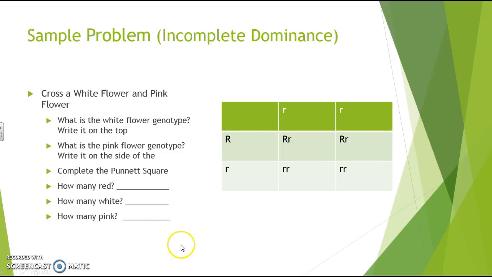Okay, so from here, you should have had a Punnett square that looks like this. The top is your white, little r, and your pink is big R, little r. You end up with 0 red, 2 white, and 2 pink. The little r's are your white, your big R, little r's are your pink. Okay? So we will do more practice problems on incomplete dominance in class tomorrow.